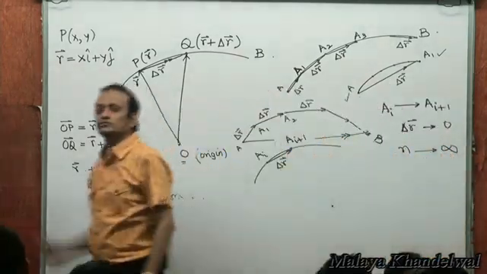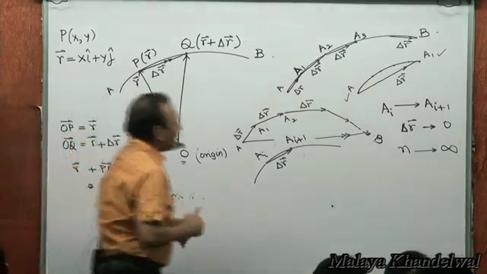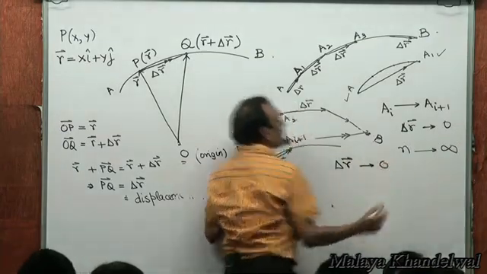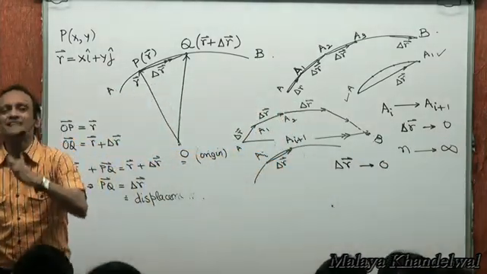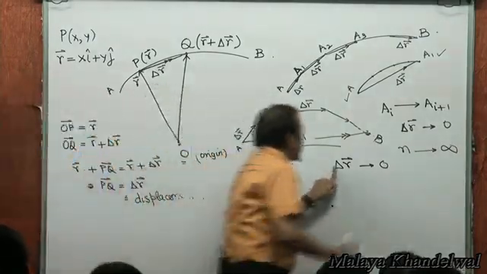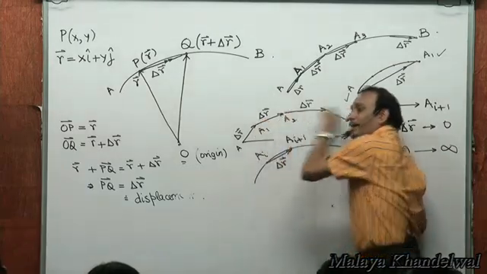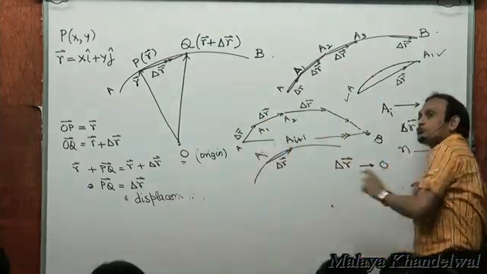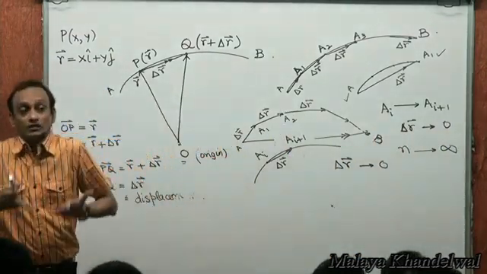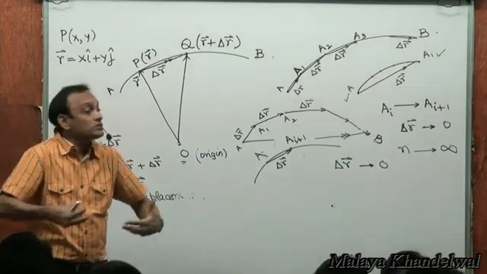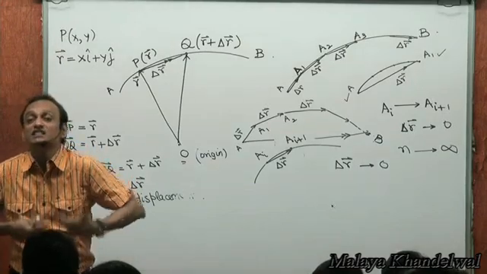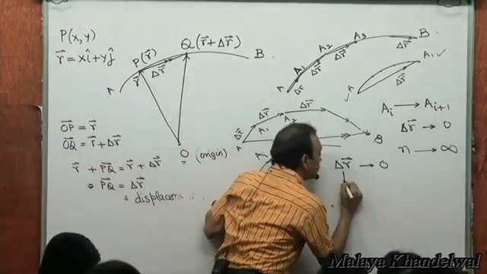Now, as delta r tends to 0, mathematically this delta r is designated as dr. Delta r is a finite change in r. But while delta r tends to 0, it's a very, very small change in r, an infinitesimally small change in r. It's called an infinitesimally small change in r.